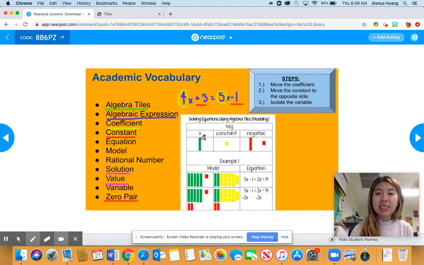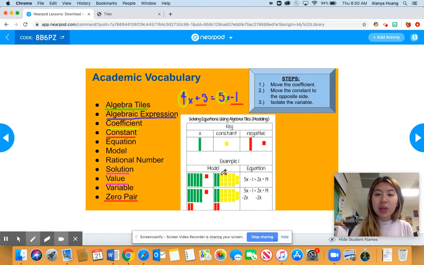In this case, the key says that the green long rectangle represents positive x. So here we have 1, 2, 3, 4, 5 x's, 5x. And then this red box or square represents a negative, so it's going to be the value of -1. So that's why we have 5x minus 1.